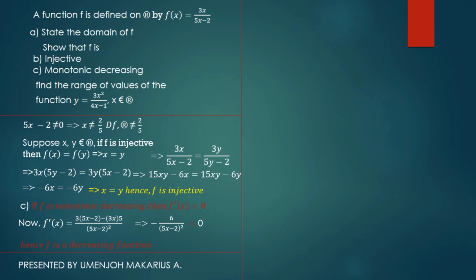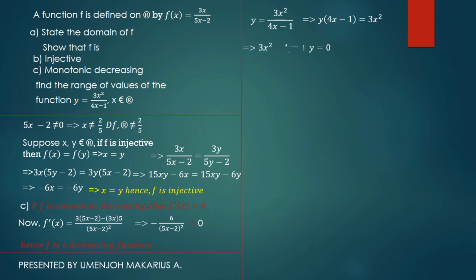Good, that's it. Now the next part wants us to find the range of real values of the function y equal to 3x squared over 4x minus 1, where x belongs to the set of real numbers R. Guys, this is the function y we have. To solve this, we start by multiplying all through by 4x minus 1, or we simply cross multiply. So we now have y into 4x minus 1, which is the same as 3x squared.